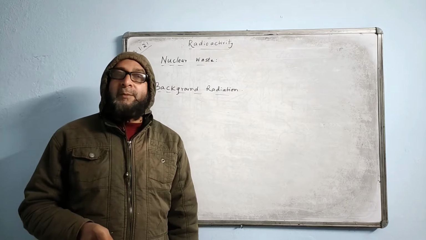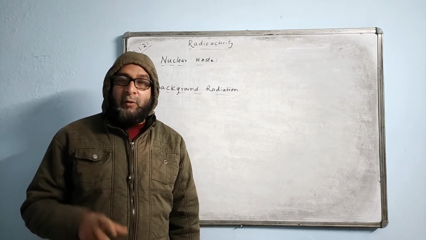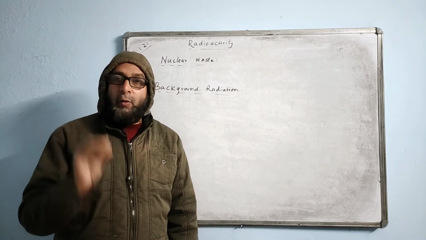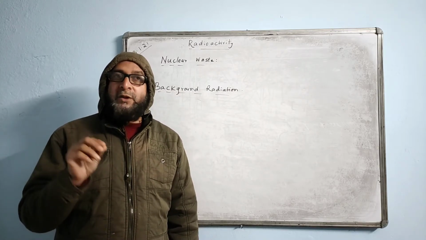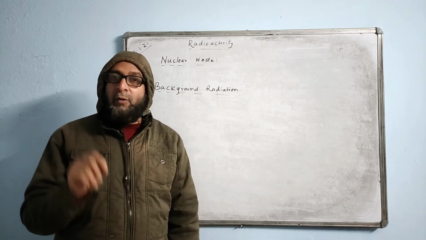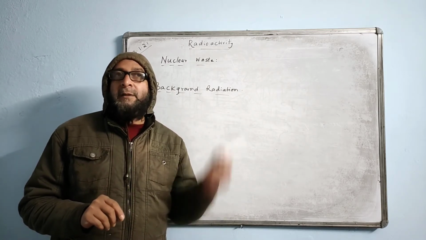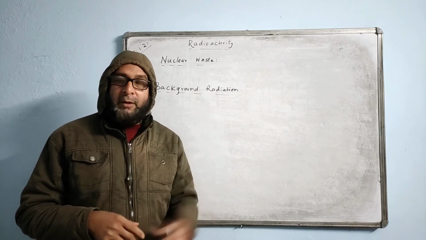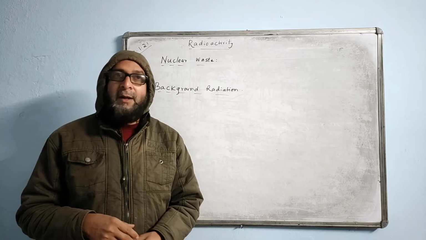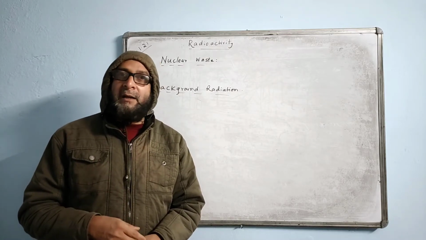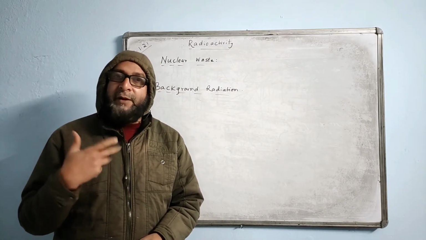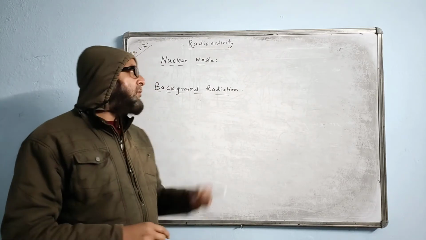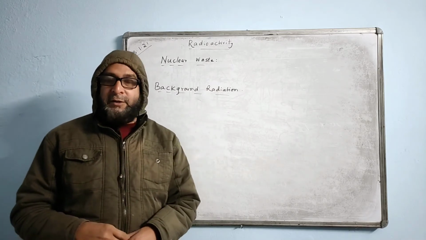We don't bother much about the background radiations because their total amount of radiation is very low. The total dosage of this radiation is very low. That's why this is not a matter of our concern. These radiations are always there, and they will not cause harmful effects on us because their quantity is very small. So such radiations are called background radiations.